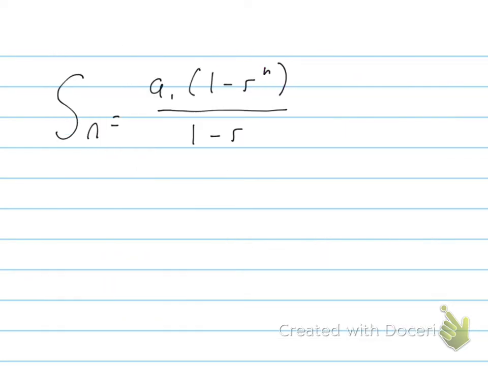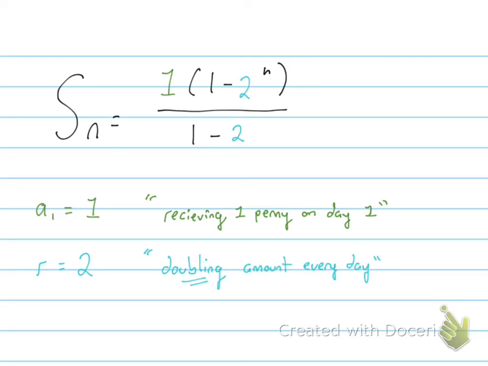If we want to find the sum of how much money you're going to make, let's plug in what we know. a1 is going to be 1 because, again, you're receiving 1 penny on day 1. We'll keep everything in cents for now, and we'll convert it to dollars in the end. Our r value is 2 because we're doubling that amount every day. And finally, your n value is 30 because there are 30 days in April.